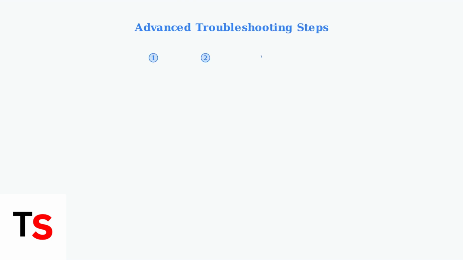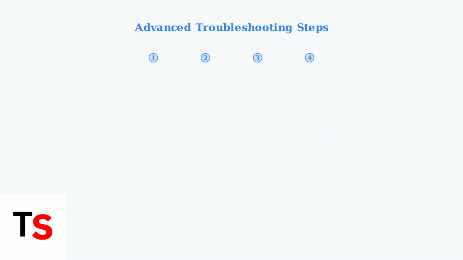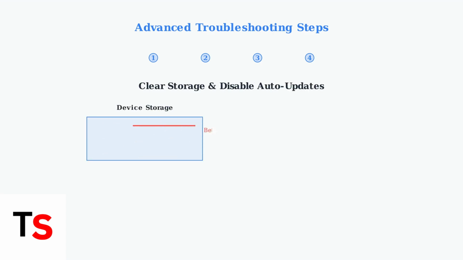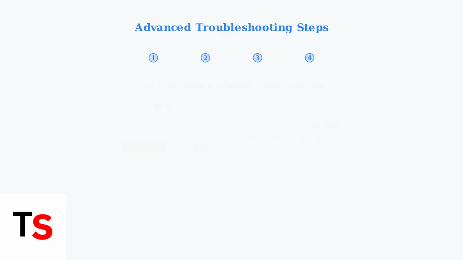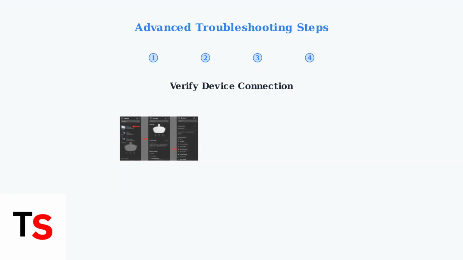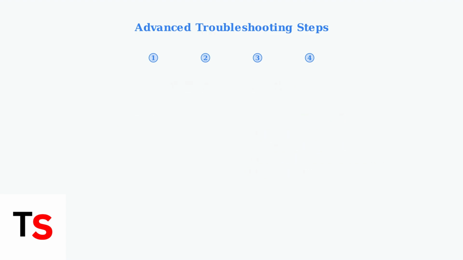When basic troubleshooting steps don't resolve the HDSLVC2 error, several advanced fixes can help restore your MetaQuest functionality. First, try logging out and back into the Oculus mobile app. This refreshes your account connection and can resolve authentication issues. Next, clear storage space on your headset and disable automatic updates. This frees up bandwidth and prevents background processes from interfering with the connection. Check that your headset is properly connected in the Oculus app under the Devices section. This ensures the app recognizes your headset and can communicate with it.